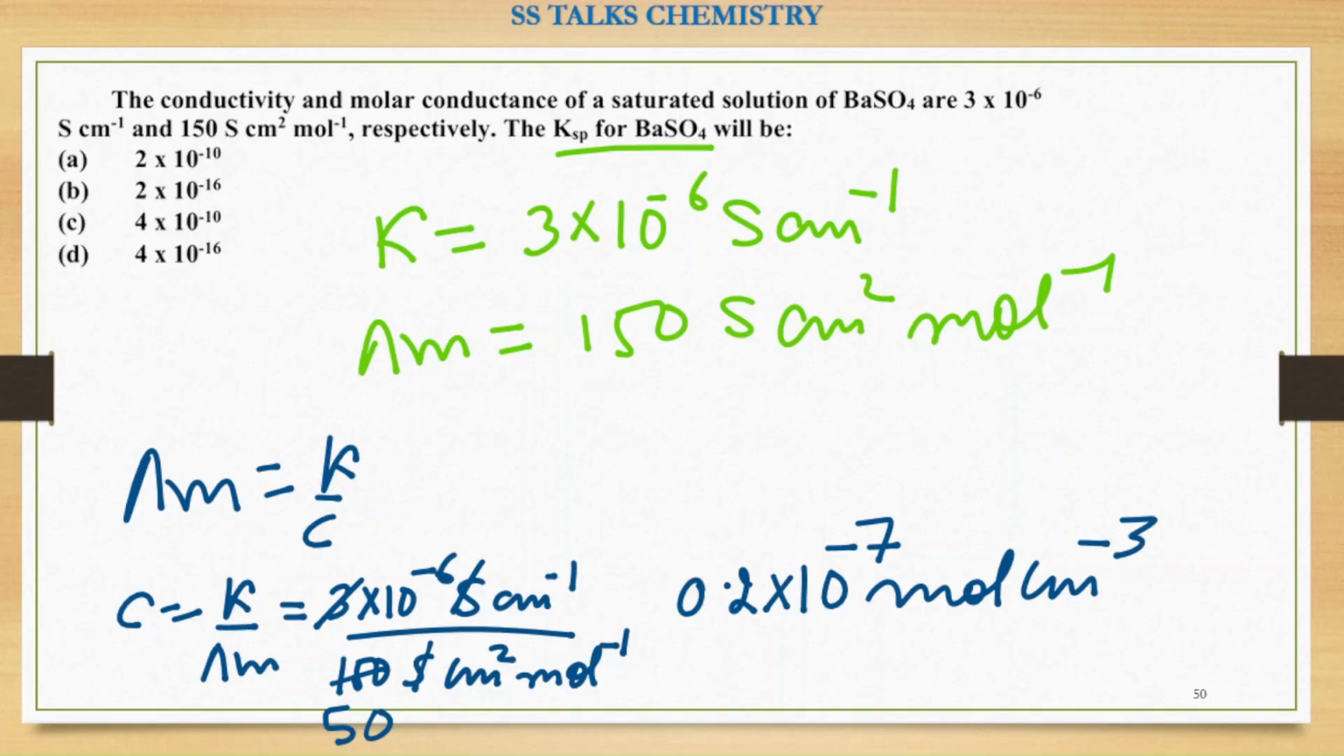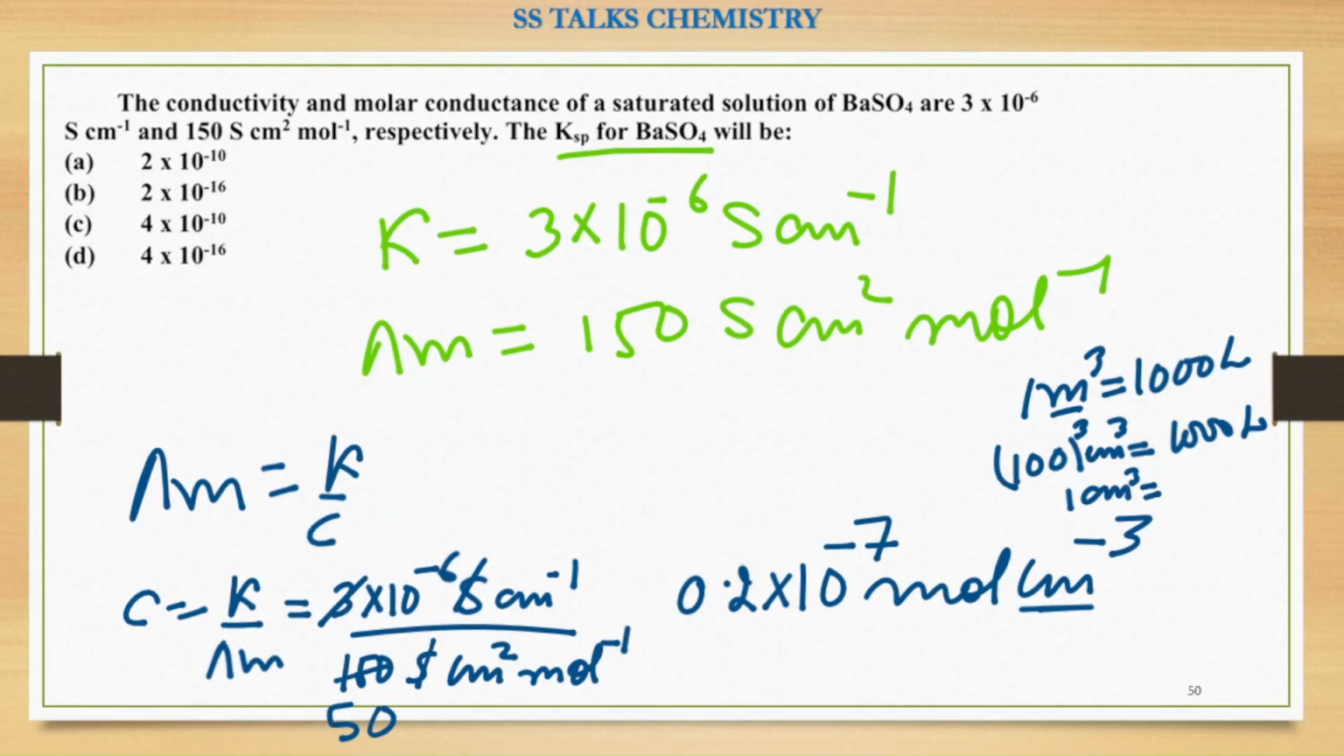Mole per centimeter cube. But we need to convert this into liters. So we know that 1 meter cube is equal to a thousand liters, and 1 meter is equal to a hundred centimeters. So 100 cube, this is in centimeter cube we will be getting. This is equal to a thousand liters. So we can say that 1 centimeter cube is equal to 10 raised to the power of minus 3 liters. Right? So this substitution you can make.